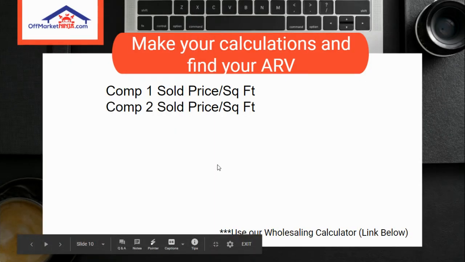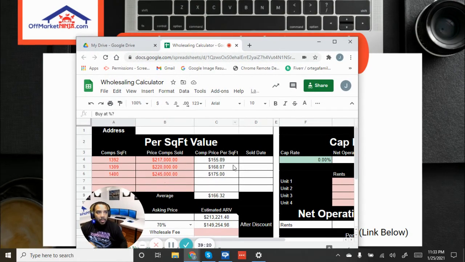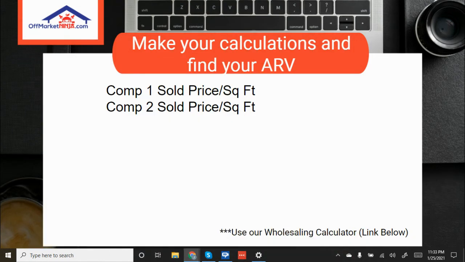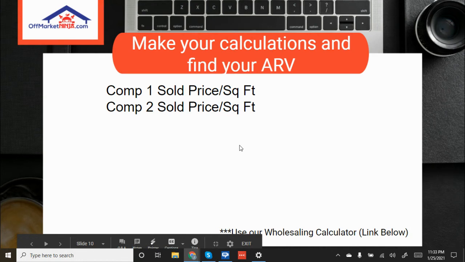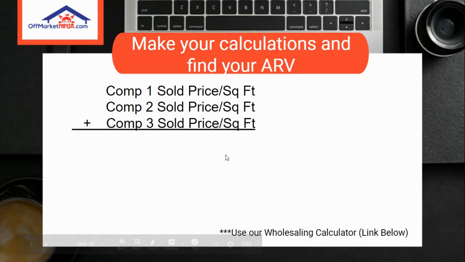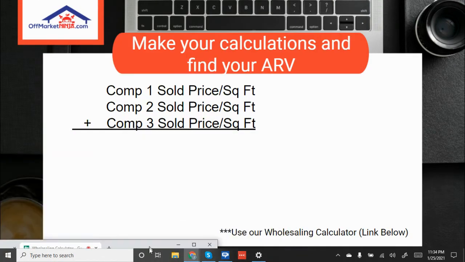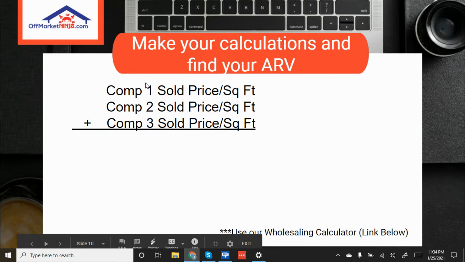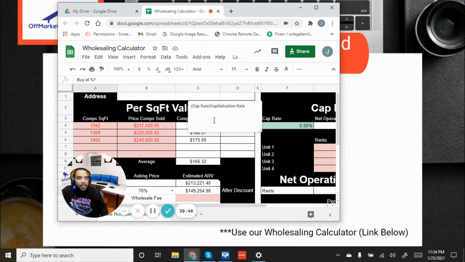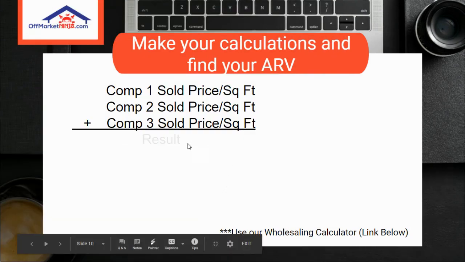And then comp number two, you will do the same thing, and that's what we came up with, 168. The calculator does the same calculation, right? 168, and then comp number three, we do the same thing. We're gonna add the result of all of those. So you take 155 plus 168 plus 175. You add that up. All right, that's your result right here.